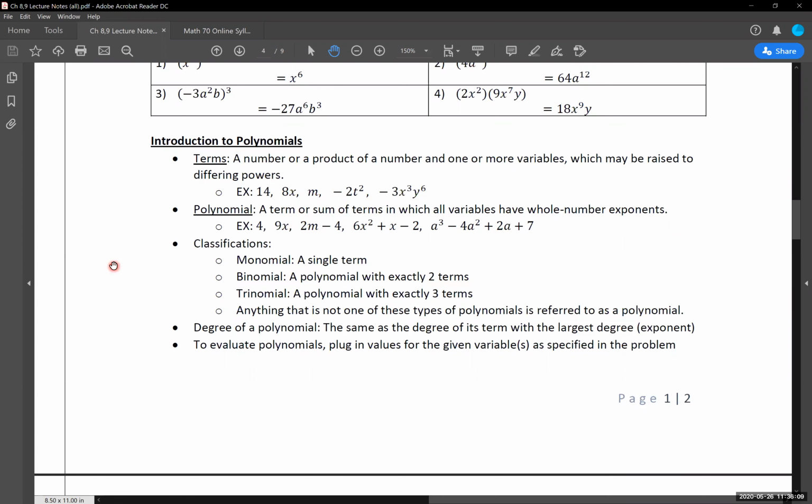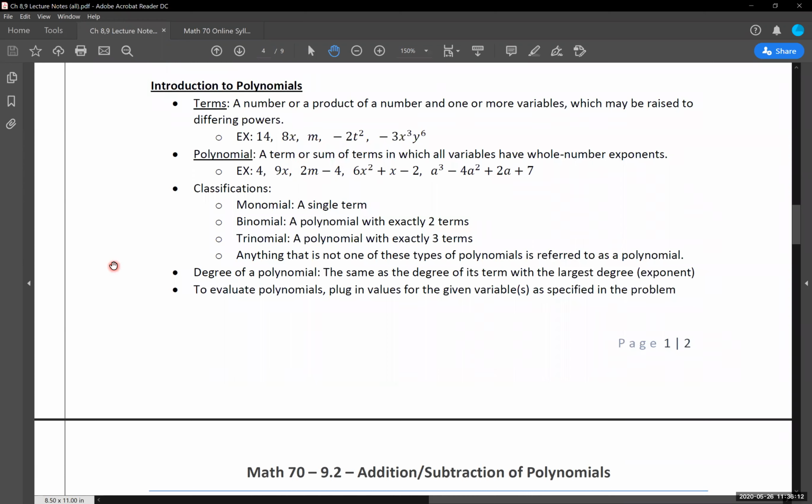This is just some vocabulary that's thrown in here, because it does get thrown around quite a bit, and I want to clarify it. Within the overarching umbrella that is a polynomial, we have 3 primary classifications. I want to go through these because these are the most common ones that we see, and they show up fairly regularly on the homework or on tests. So a monomial is a polynomial that only has a single term. That could be 4 or 9x or 8x or m or negative 3x cubed y to the 6th. It is one single term, that is it.